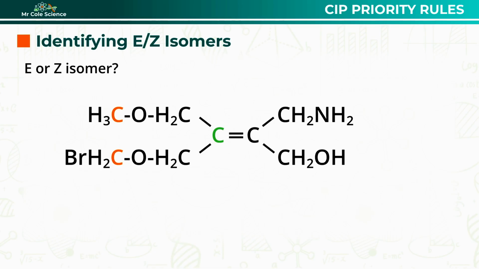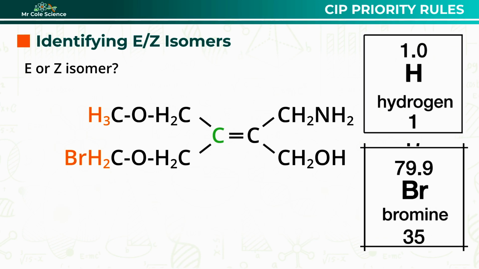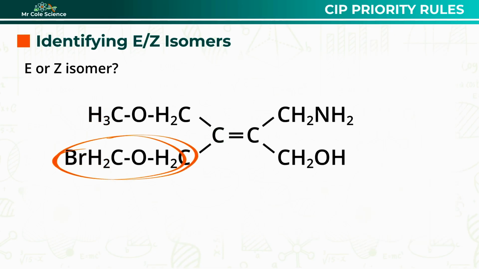So we continue by comparing what each of those carbon atoms are bonded to. The carbon in the top group is bonded to 3 hydrogen atoms, whilst the carbon in the bottom group is bonded to 2 hydrogen atoms and a bromine atom. So we now have our difference. Bromine's atomic number is 35 compared to an atomic number of 1 for hydrogen. As bromine has the larger atomic number, the group containing bromine becomes our priority group on this side of the double bond. But notice something interesting. The length of both of these groups is the same. Determining priority has nothing to do with the length of the chain.